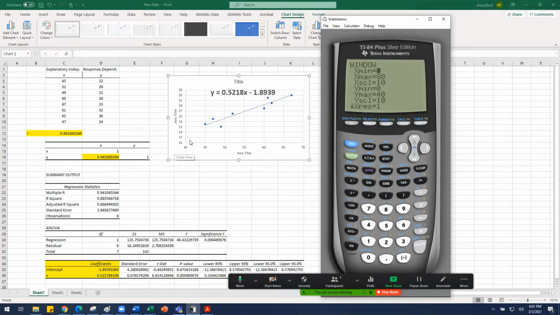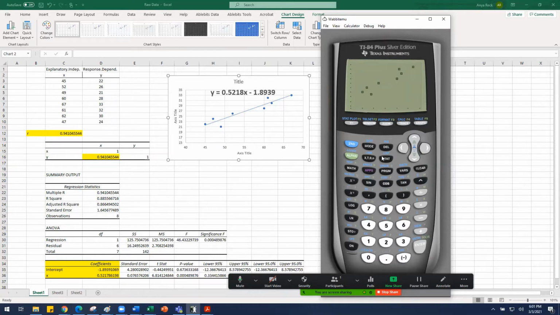The minimum for your x-axis was starting at 40, and it goes up to 70, and they're going by 5s. The y minimum starts at 15 and goes up to 35, and they're going by 2s. Hit graph. So this looks very similar.